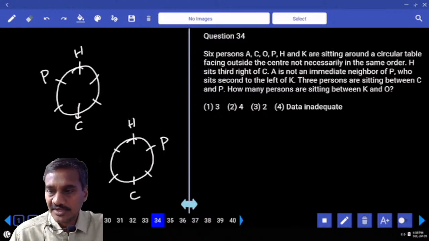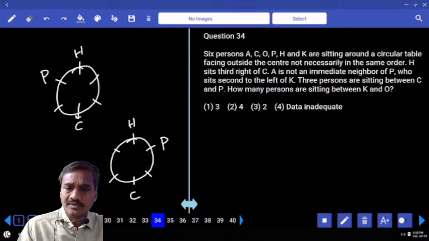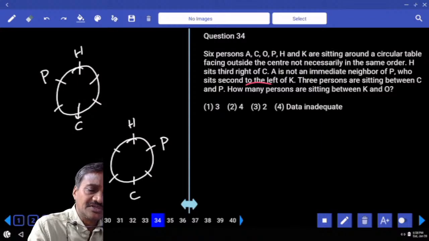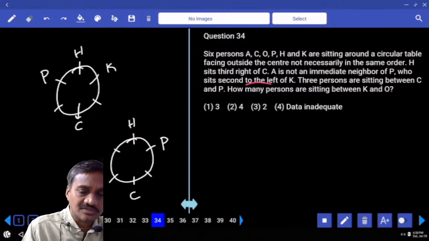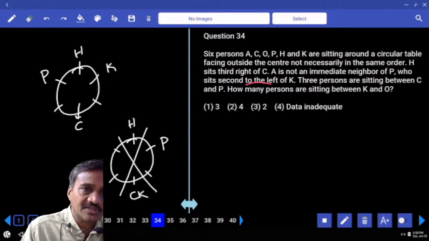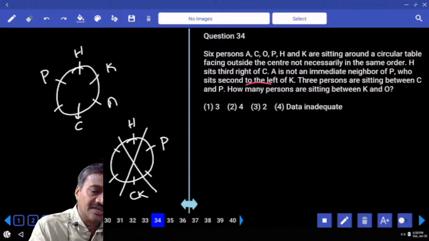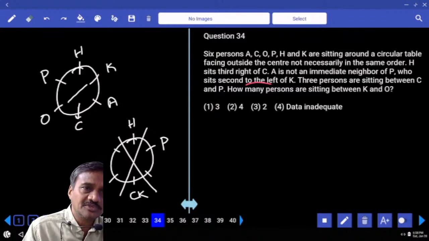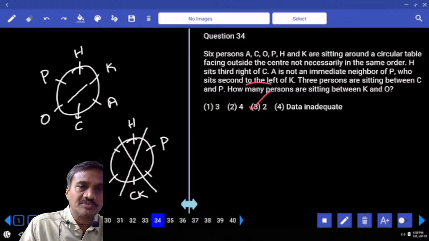Then K sits. P sits second to the left of K, K is here. Now P is seated second to the left of K, hence C and K must be in the same place, not possible. And A is not adjacent, A is here. Then O will be here. Then how many persons in between K and O? Only 2 persons, because they are opposite to each other. As they are opposite to each other, you will always get only 2 people in between.